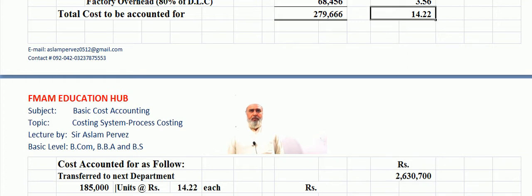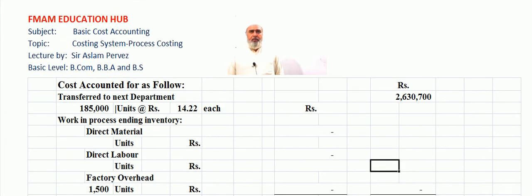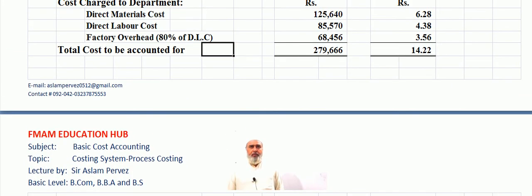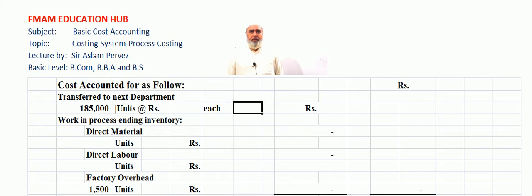Now you place this value here. Here. M18 here, M18 here, plus M18. So this is our value, 2,629,801 rupees.